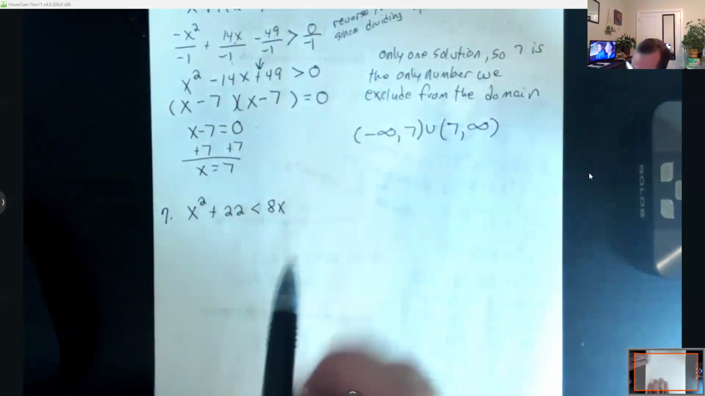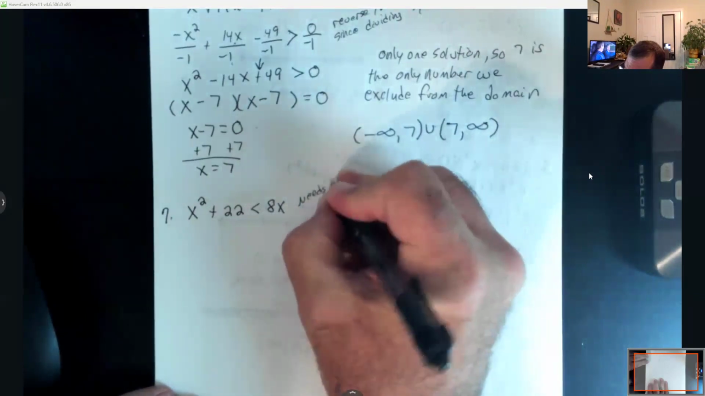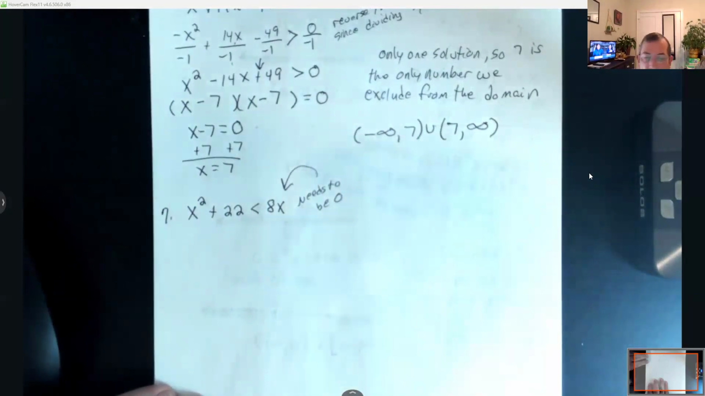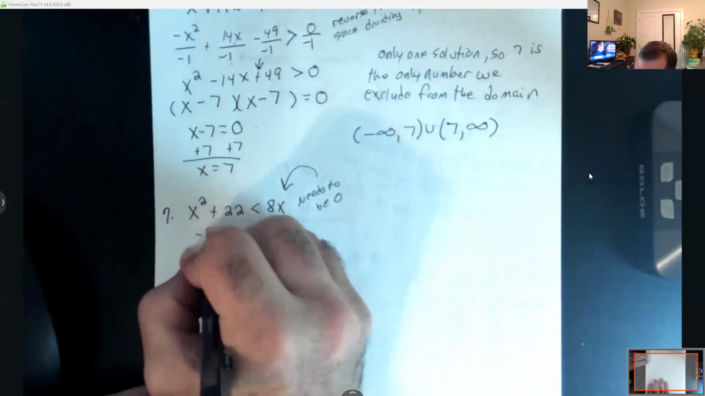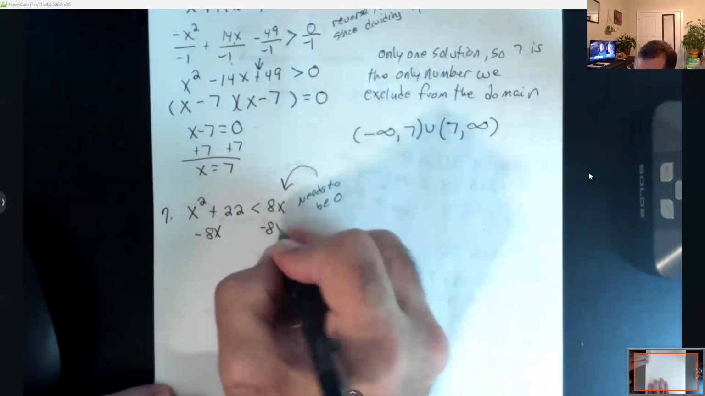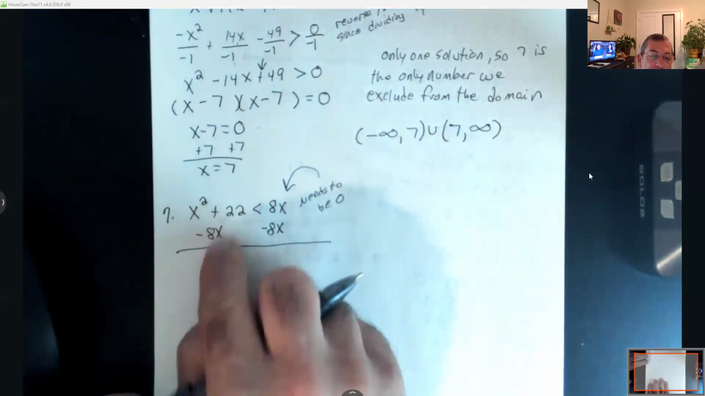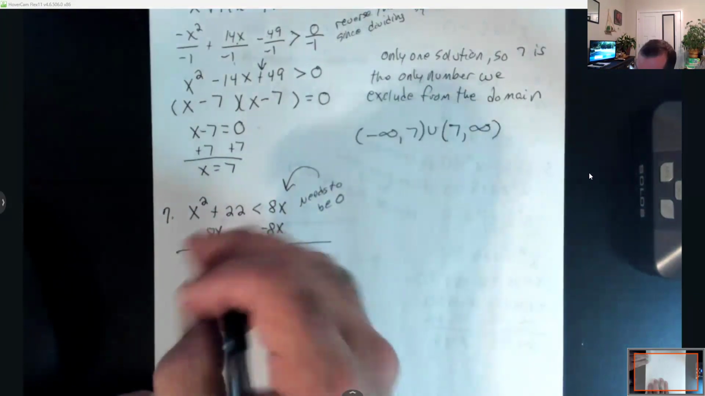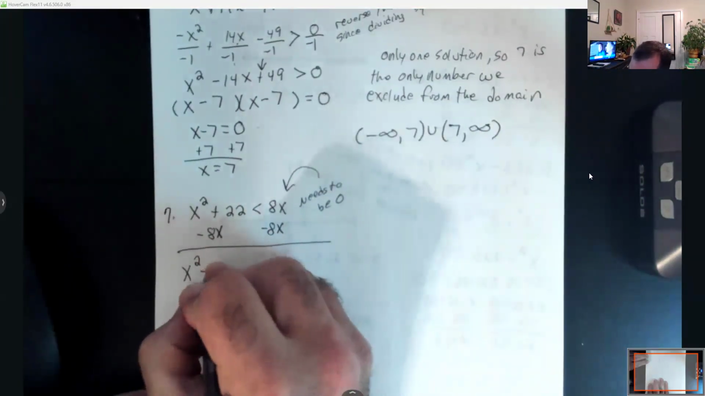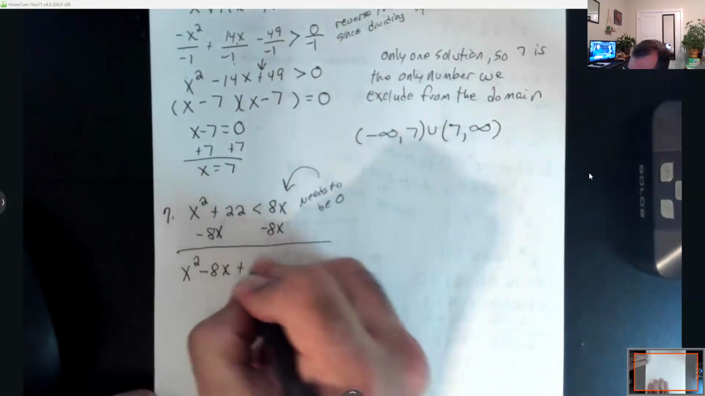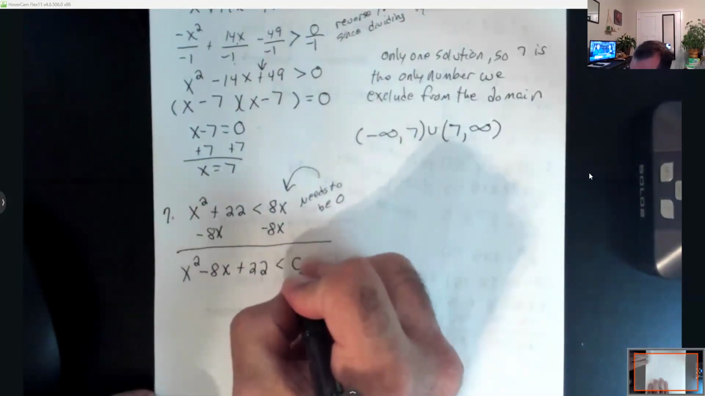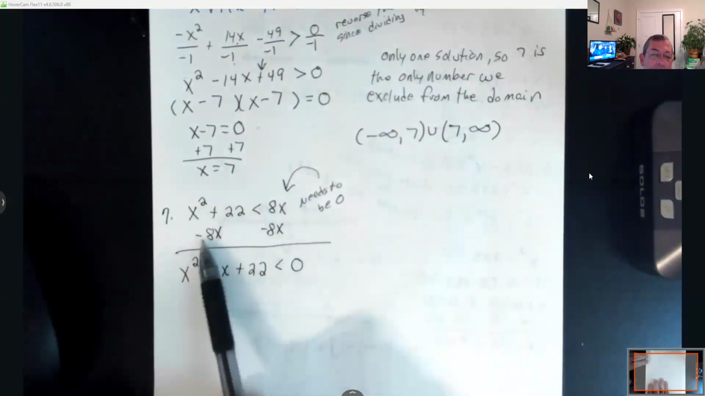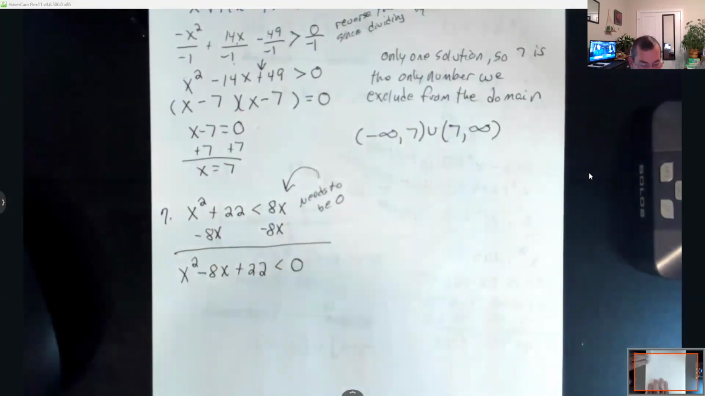All right, well, guess what? We need a 0 on the right side. So that needs to be 0 right here. So y'all, to make that a 0, we're going to subtract 8x from both sides. Now I'm just sort of sticking it in the middle because there are no like terms over here. So that'll give me my x squared minus the 8x plus the 22 less than 0. So y'all just watch when you move something from one side to the other, all we're doing is changing the signs in the long run, okay?